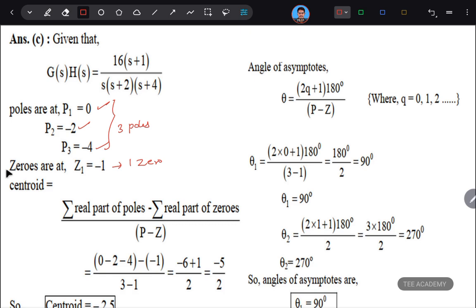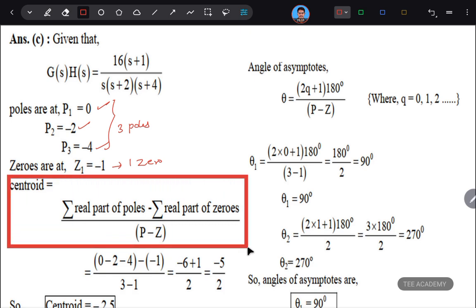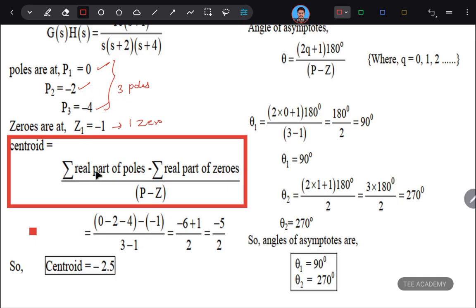The centroid formula is as you can see here. Centroid is equal to the sum of real parts of the poles minus the sum of real parts of zeros, divided by the number of poles minus the number of zeros. As you see here, the poles have only real parts, no imaginary parts: 0, -2, -4. These three are added together, minus the real part of the zero, again -1. The number of poles is 3, zeros is 1. So simplify this, you'll get the centroid as -2.5. So -2.5 is the centroid here.